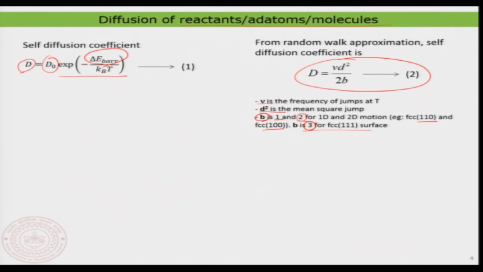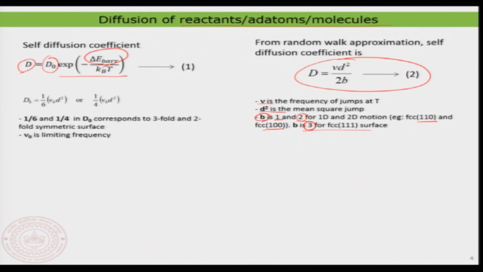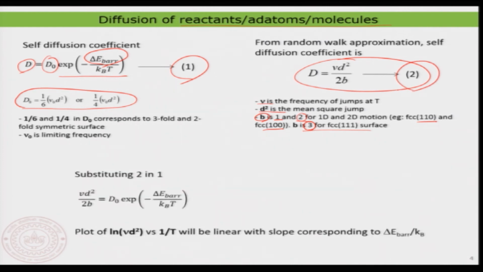Now, I can just combine these two, and before that let me also write down the same thing we have been discussing. So, I can also write down the limiting diffusion coefficient using the limiting diffusion frequency. Then by combining these two expressions, I arrive at this expression, which connects the frequency and the mean square jump as well as the barrier.